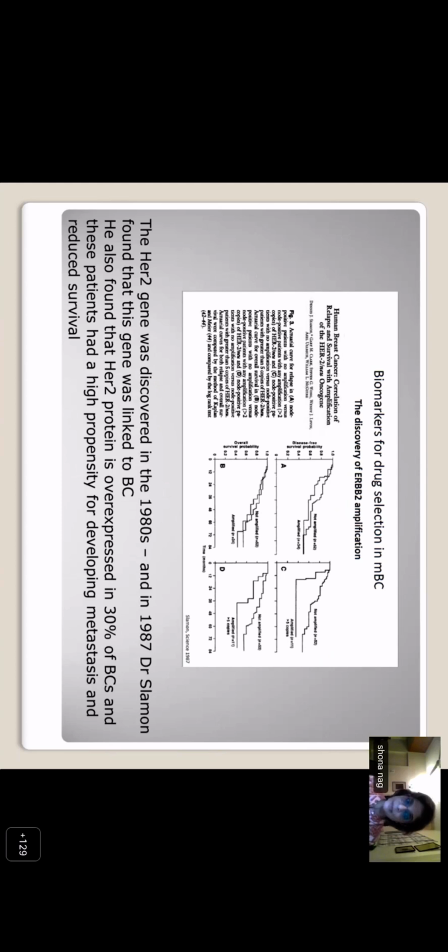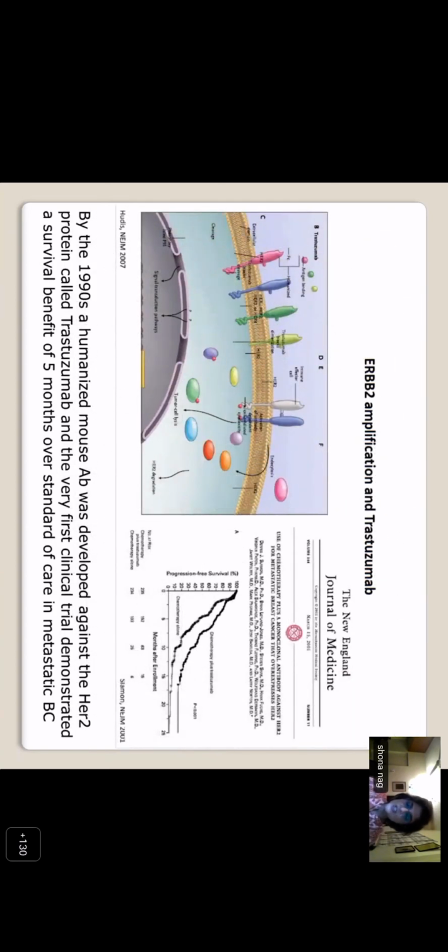And this seminal paper in Science was published where he showed that patients with more than 5 copies of HER2 amplification did very, very poorly. He also found the HER2 protein was expressed, and these patients had a very high propensity, especially for brain metastasis and reduced survival. So he came up with an antibody, got Genentech to kind of invest in it, and developed an antibody to HER2 by 1990.